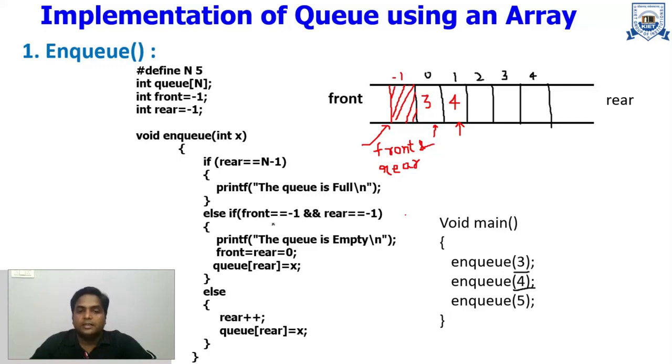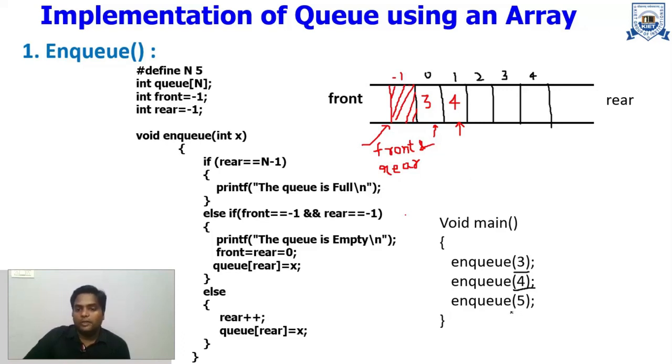Then we check front and rear equal to -1. No, right now front and rear are not equal to -1, so this condition is also false. Then we move towards the else block. What do we do in the else block? We perform rear plus plus. Initially rear was equal to 0, and now the current value of rear is 1. In this index we insert the new value, that is q of rear is equal to x. Rear is 1, so q of 1 is equal to 4.